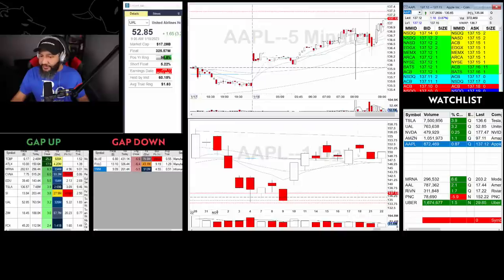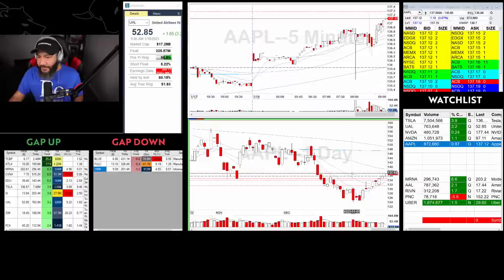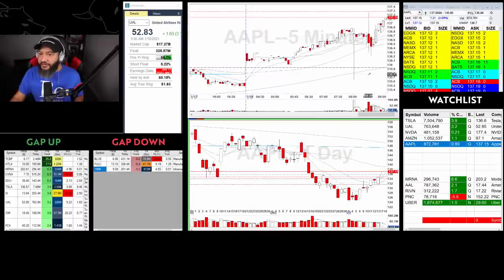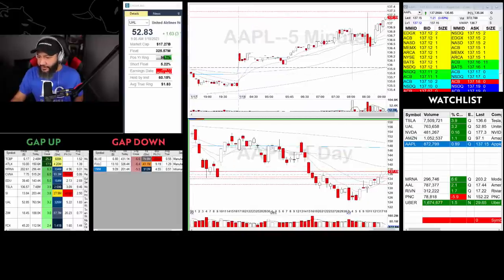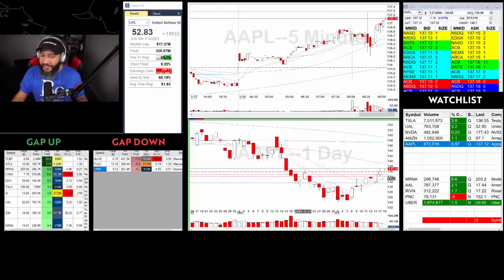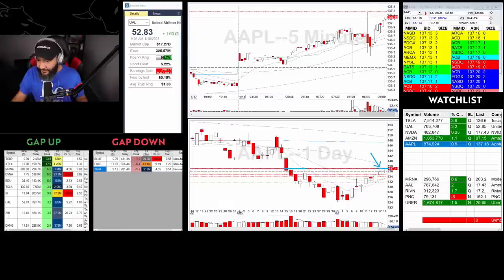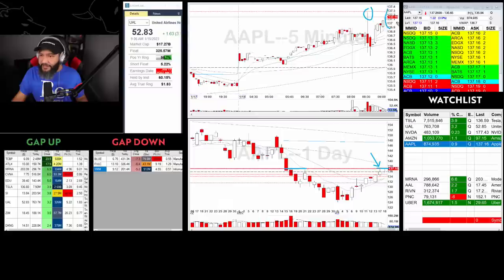Last but not least is going to be Apple, one of our usual suspects. And today they're also moving pretty nice here, very similar to what Amazon is doing, right? Ripping higher, volume looks great as well. But their daily is much, much cleaner, guys. So we're trying to get above this area of resistance here. This is the high from yesterday as well, where we're struggling to come back and test that right now.